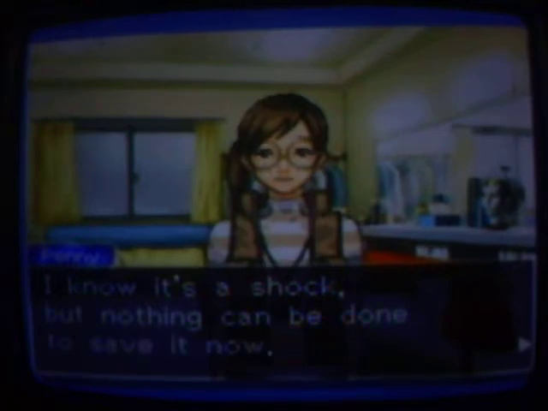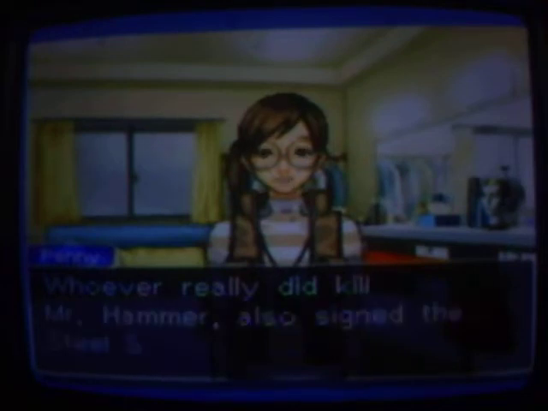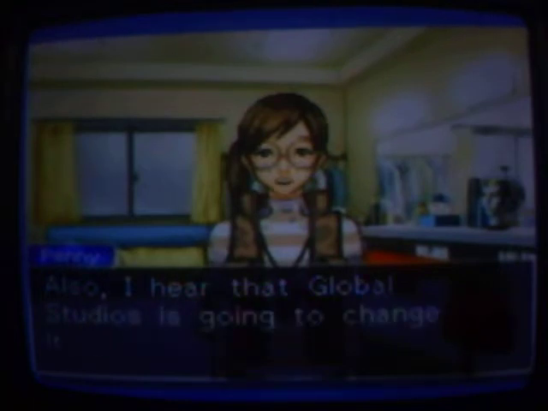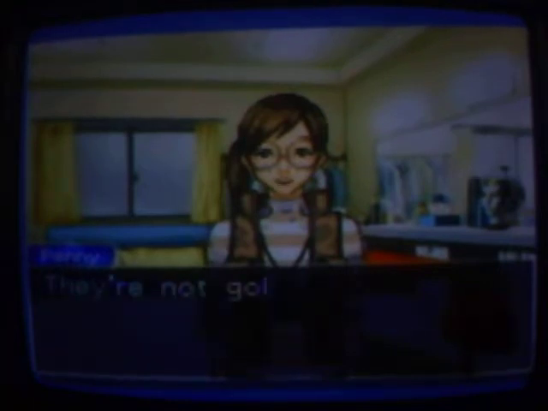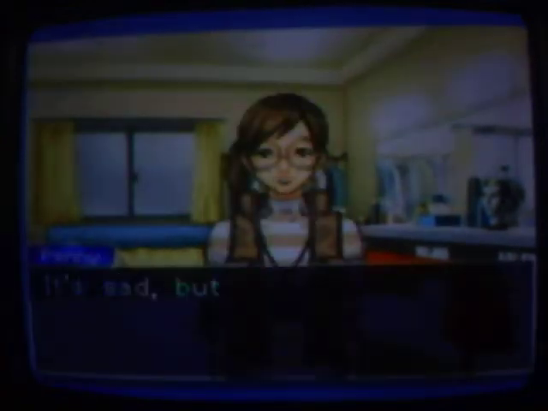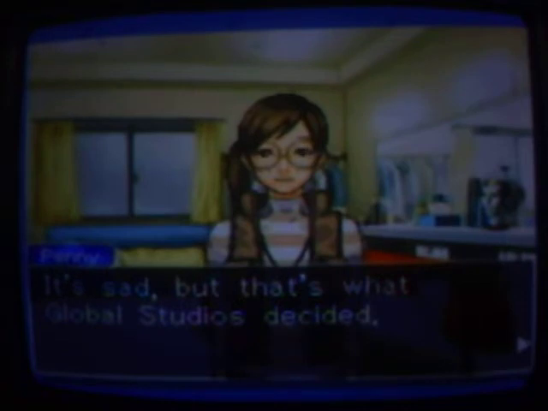I know it's a shock, but nothing can be done to save it now. Whoever really did kill Mr. Hammer also signed the Steel Samurai's death warrants. No! No! Also, I hear that Global Studios is going to change its programming. They're not going to make kids shows anymore. What? Why? Oh no. It's sad, but that's what Global Studios decided.